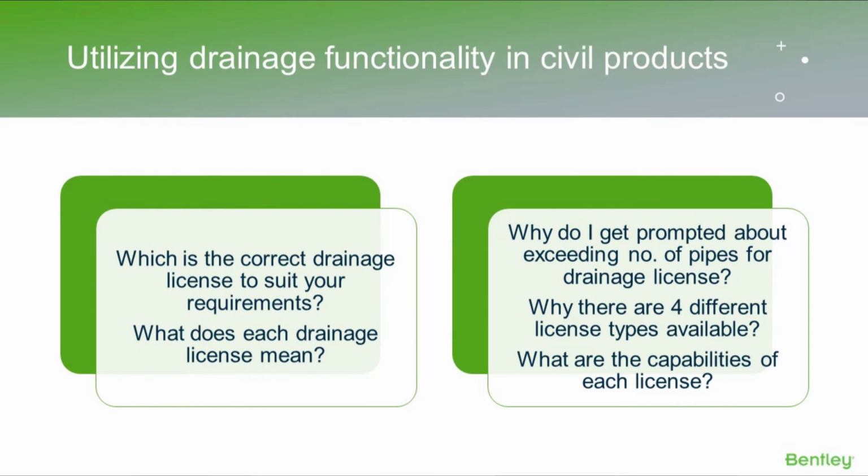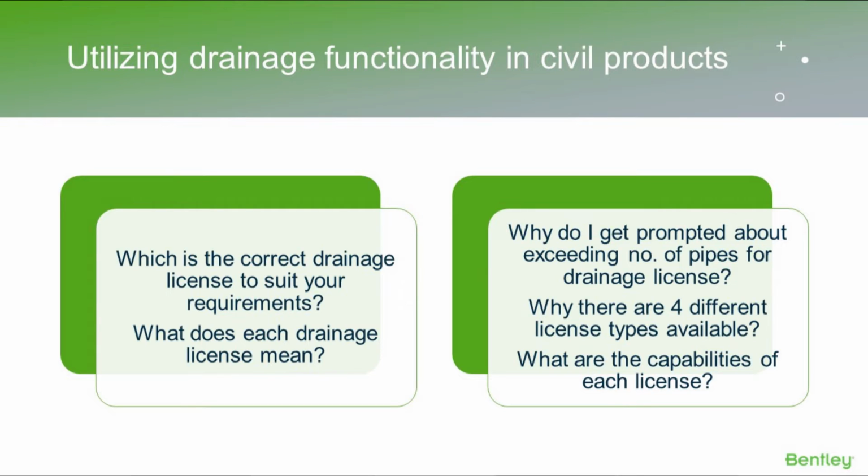During this time, we have been getting these kinds of questions from all of you users: how do I utilize drainage functionality in civil products? Why do I get prompted about exceeding the number of pipes or number of inlets for a particular drainage license? Why do I see 4 different license types available under tools in drainage and utilities? What are the capabilities of each license? So we summarized these questions, and we covered that in this particular session.